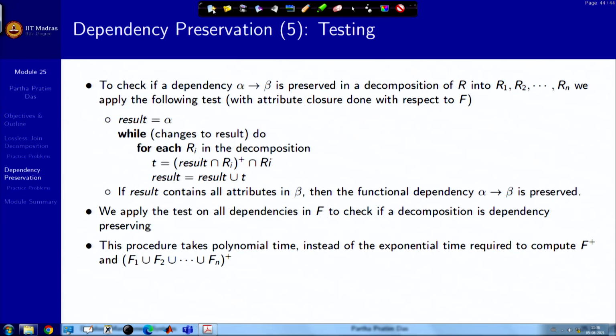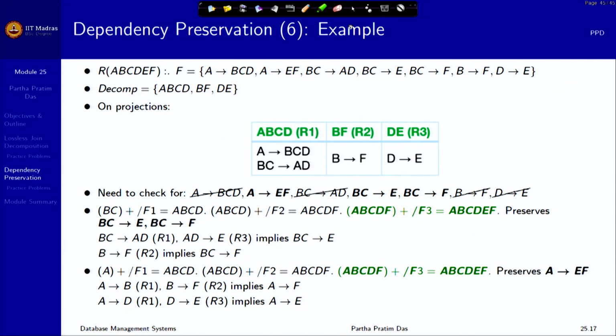Very simple. So, you can see that the algorithm to compute the closure of attributes is very, very powerful in doing things. So, the whole procedure is polynomial time, because closure computation is polynomial time. And instead of the exponential time we saw, if we wanted to actually compute the whole set of closure of functional dependencies. So, that gives us a very practical way to compute the dependency preservation.